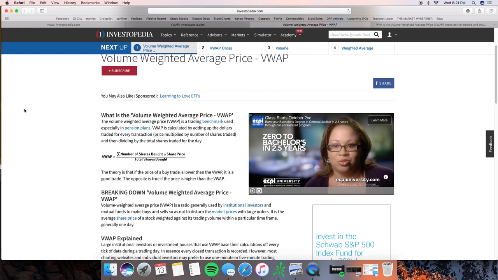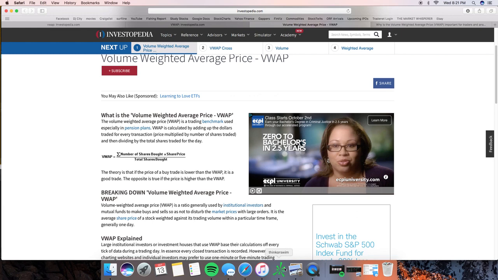So VWAP, the volume weighted average price, is a trading benchmark used especially in pension plans. That's not important. VWAP is calculated by adding up the dollars traded for every transaction, price multiplied by number of shares traded, and then divided by the total shares traded for the day. This is the formula, but it's completely irrelevant for you to know it. It doesn't really matter.